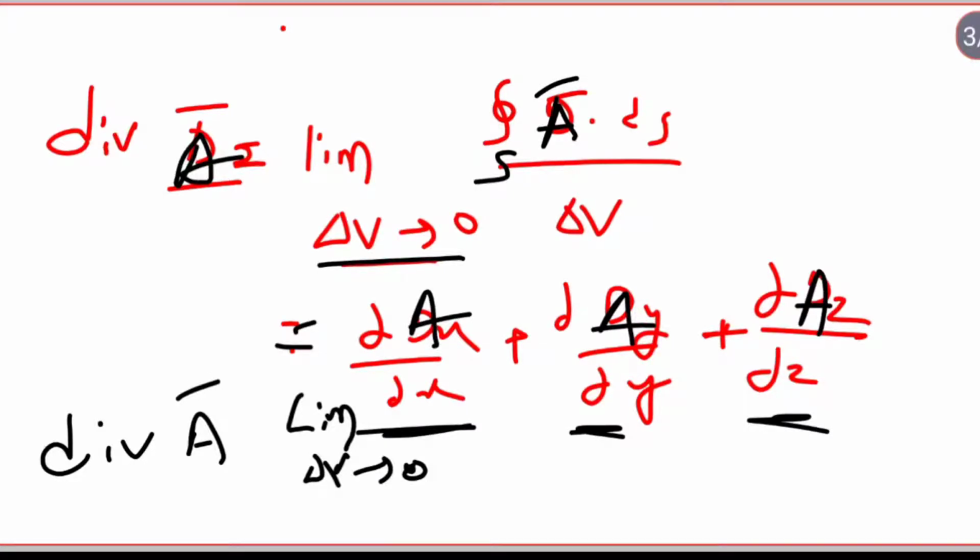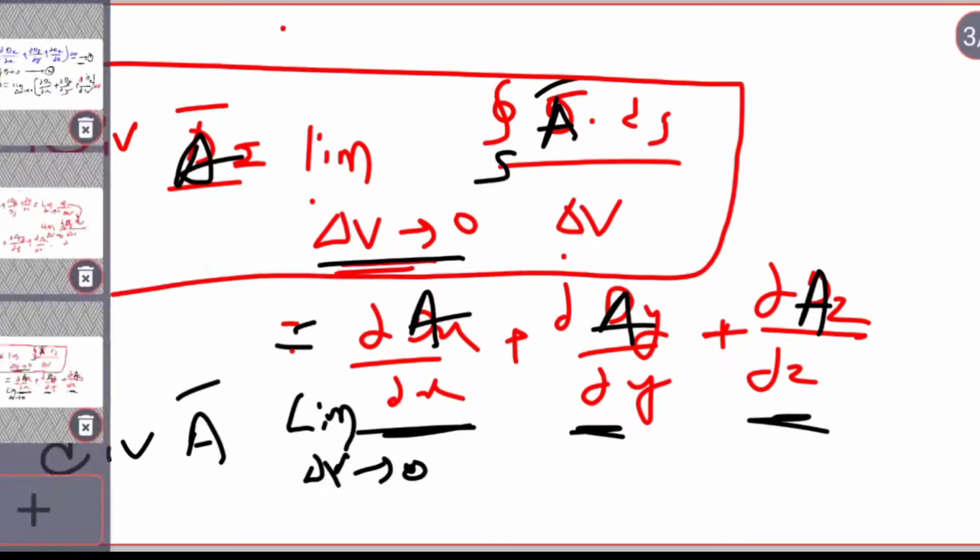Thus we can write divergence of d bar, or any vector, is limit delta v tends to 0 surface integral a dot ds by delta v, that is also equal to dou ax by dou x plus dou ay by dou y plus dou az by dou z. You can write in place of a any vector, maybe electric flux density also. The mathematical operation on a bar is called divergence. This is the formula.